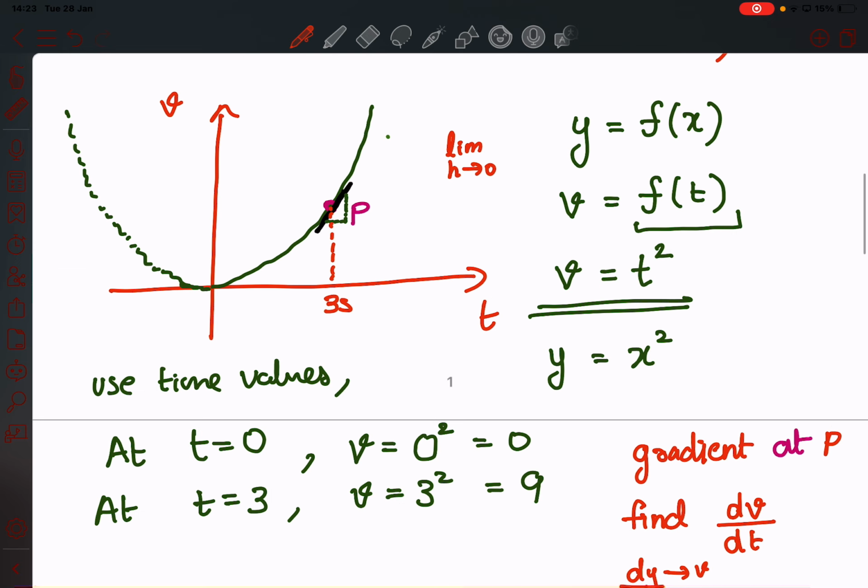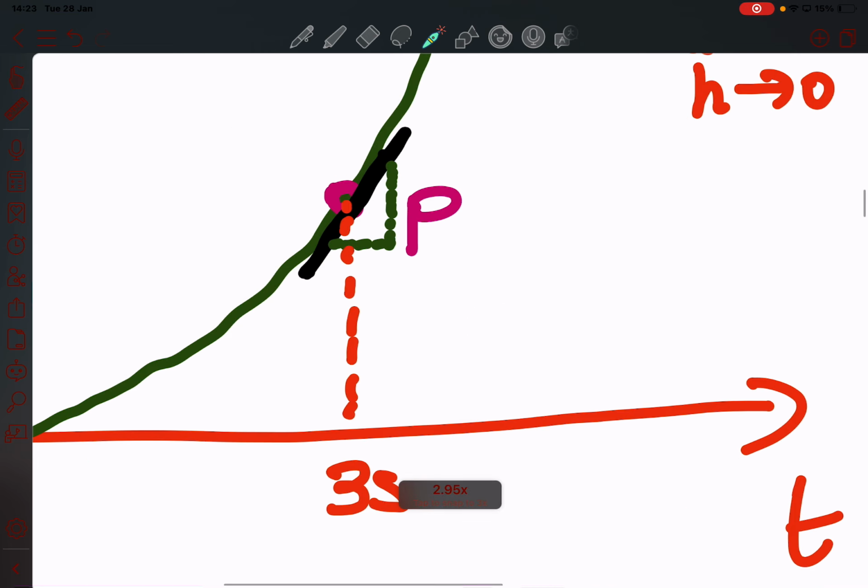Basically, we are trying to measure the gradient of the curve at this particular point. Because it is not a linear curve, we are going to use differentiation to figure out the gradient of the tangent line. And once you have the gradient of the tangent line, you can then plug that in for the expression.